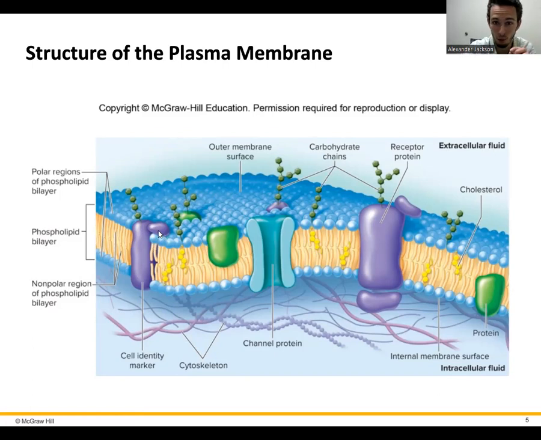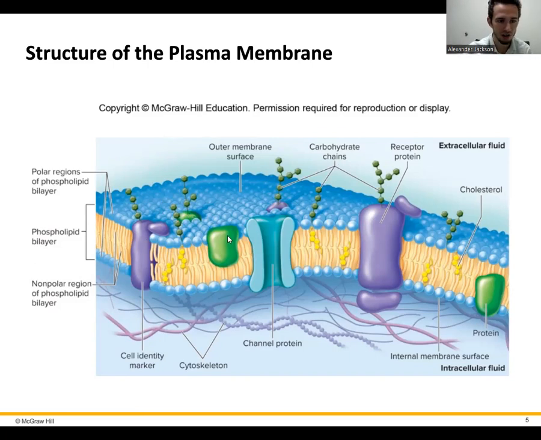Now, key point, you're going to remember this later: the things that can pass easily in and out of the cell are going to be lipids. Interestingly enough, lipids can pass right through the bilayer, whereas water and other polar molecules, maybe like sugars and carbohydrates, can't pass through very easily. So we're going to talk about that later. Let's talk about the rest of these structures first, and then we'll get to that.